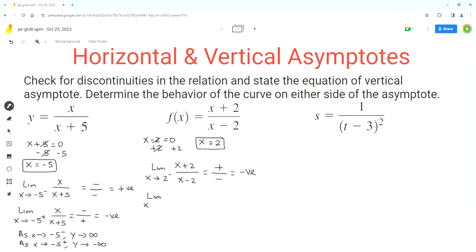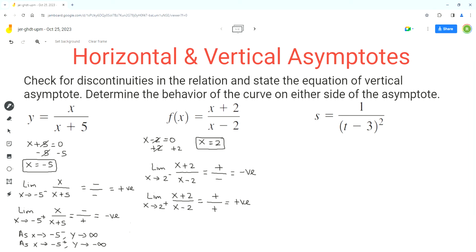So x approaches 2 from the right side, (x + 2)/(x - 2). So if we sub in x as a number slightly bigger than 2 on its right side, like 2.1, the numerator will be a positive value, and the denominator will also be a positive value. So for example, 2.1 minus 2 will be positive, so the overall value for this limit will be a positive value.